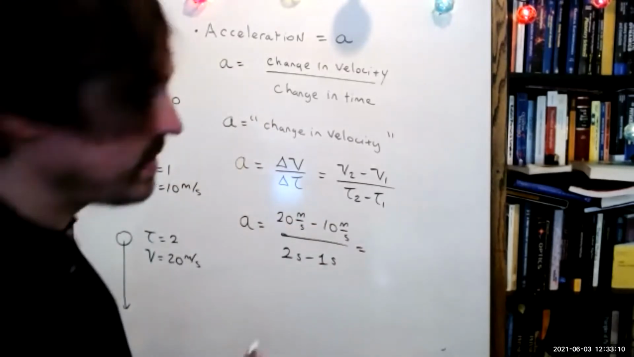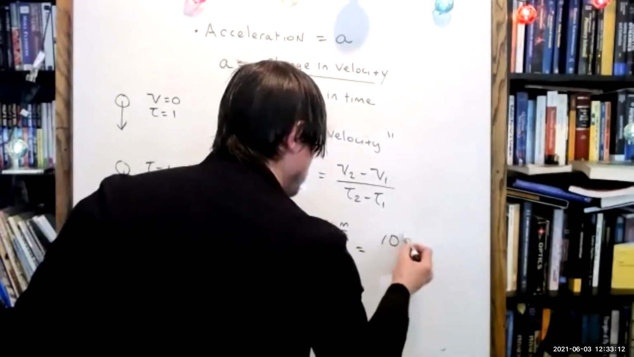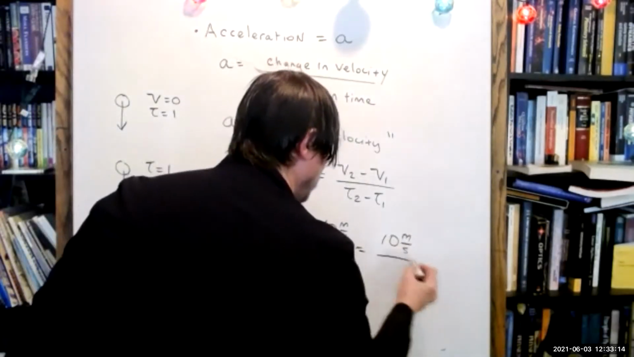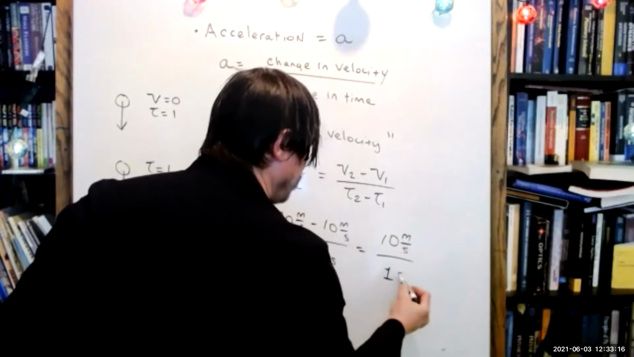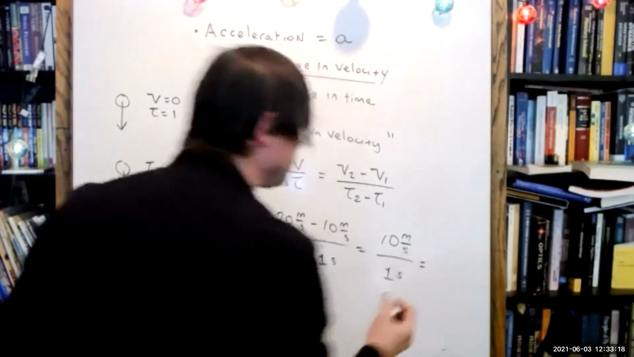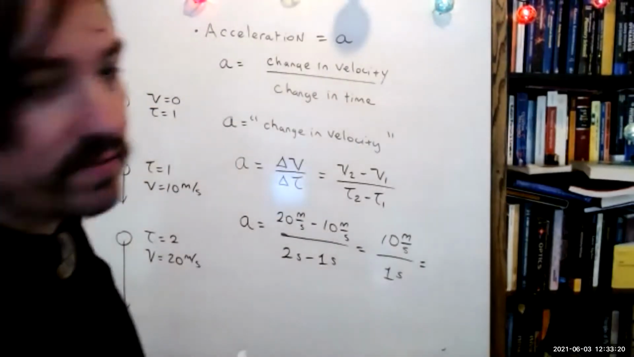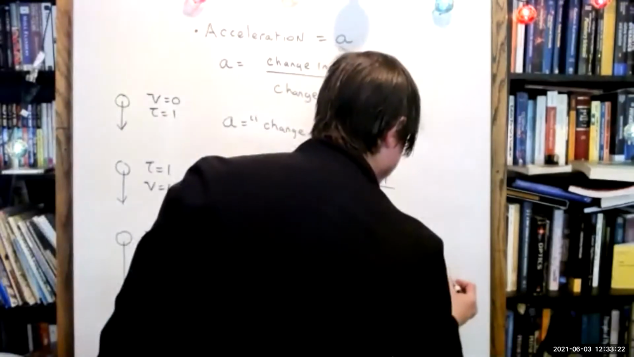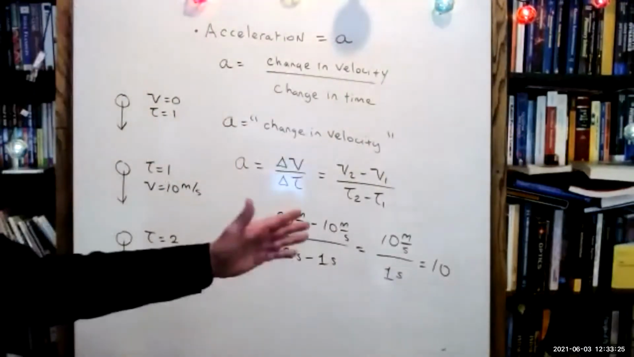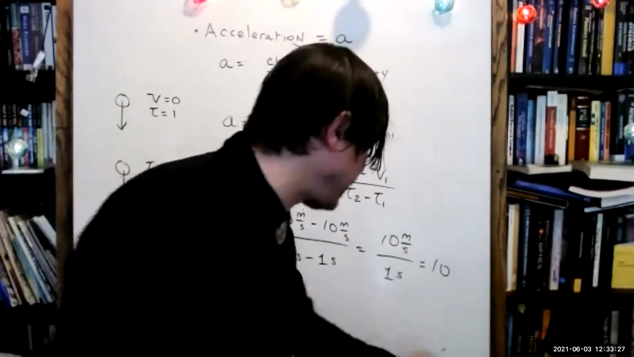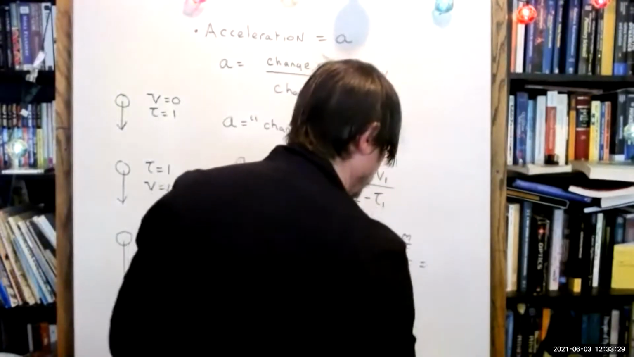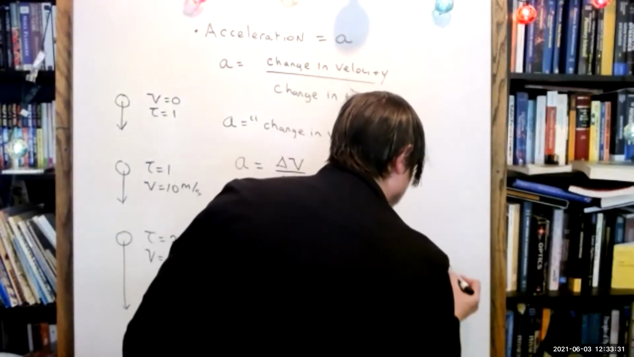You guys know that 20 minus 10 is 10 meters per second. 2 minus 1 is 1 second. 10 divided by 1 gives us 10. And now we want to analyze the units of acceleration. Sage, my mathematical friend, do you know the units of acceleration?